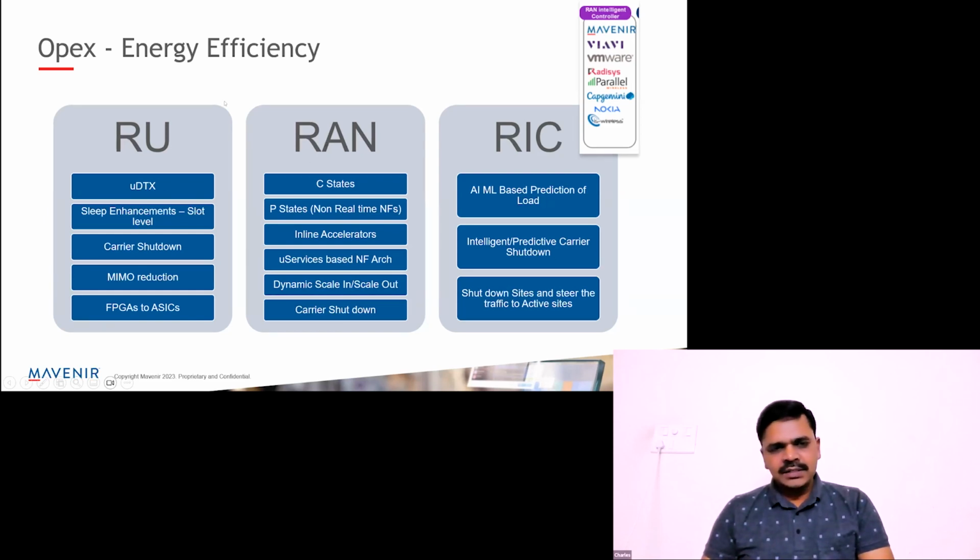So again, these are at a node level. You can improve the power by doing certain features. And when it comes to the RIC, it has the visibility of the entire cluster of say 100 sites or 1,000 sites, and it can do a lot more intelligent ways of utilizing these features to improve the energy efficiency.